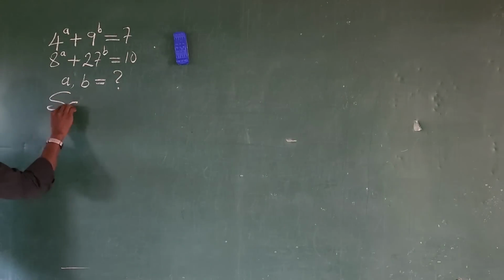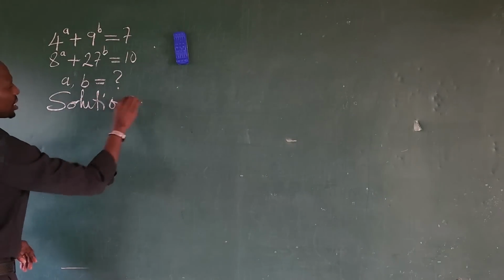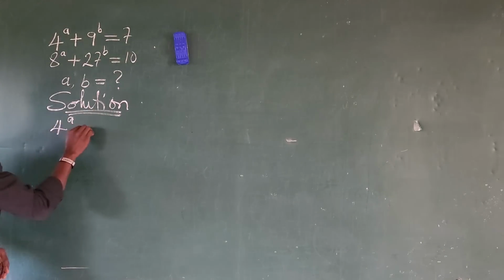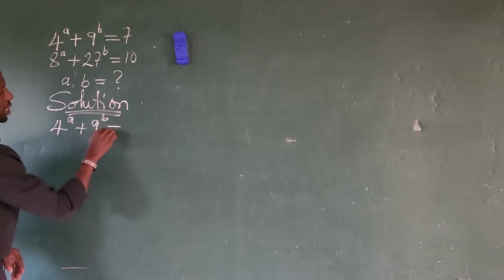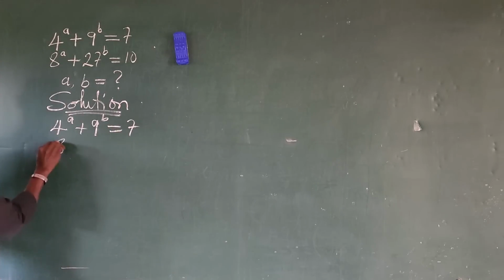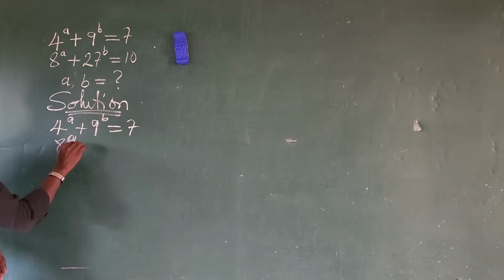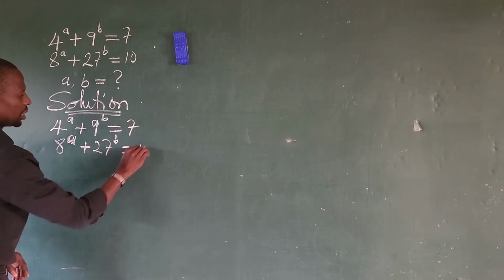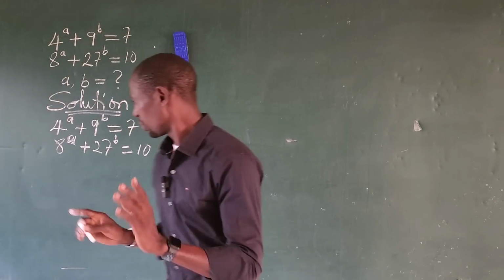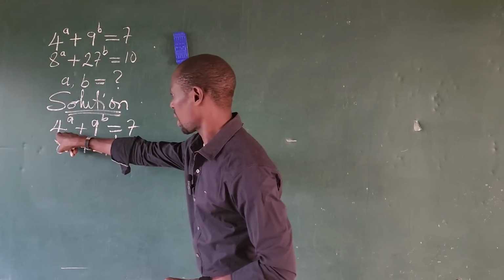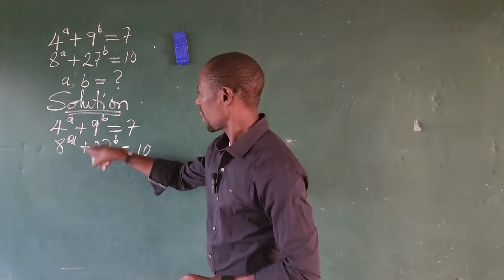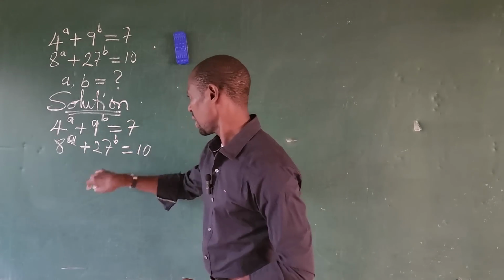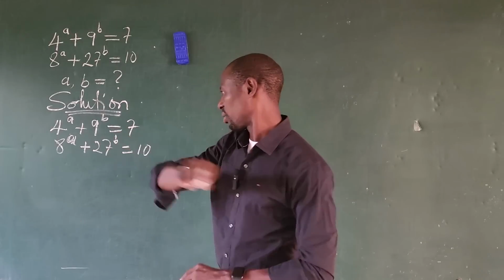We take our solution first thing first. The question is 4 to the power of a plus 9 to the power of b equal to 7, equation 1, and 8 to the power of a plus 27 to the power of b equal to 10. The first thing we're going to look at is that 4 can be expressed as 2 to the power of 2, 9 as 3 to the power of 2, 8 as 2 to the power of 3, and 27 as 3 to the power of 3.